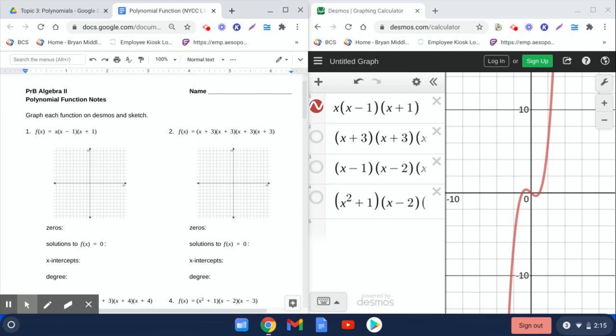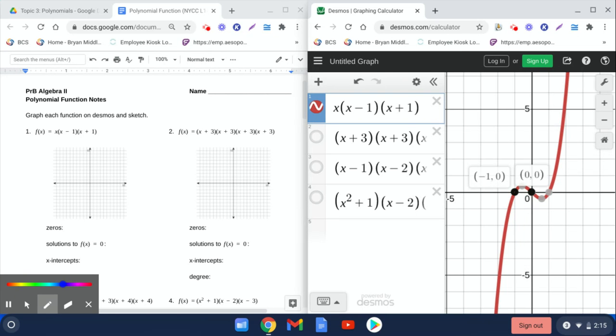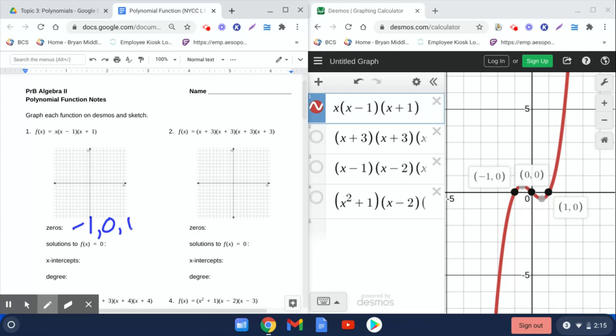So the first thing we want to find out is what the zeros are. And you can find the zeros if you look over here. I might need to zoom in a little bit. Just clicking on them, you can see that we have zeros at -1, 0, and 1. So our zeros are -1, 0, and 1.